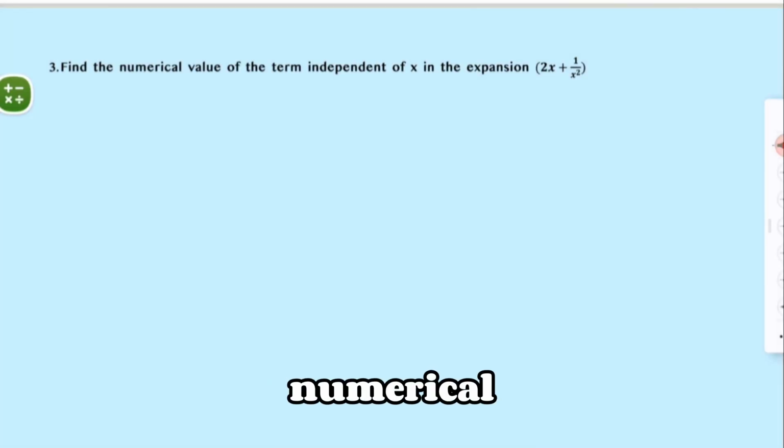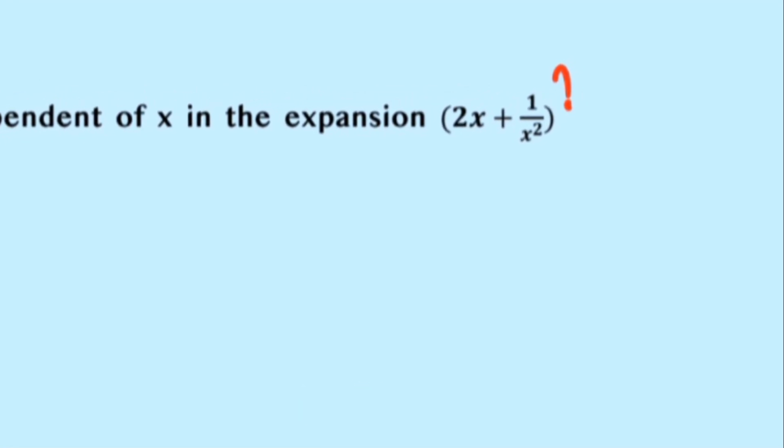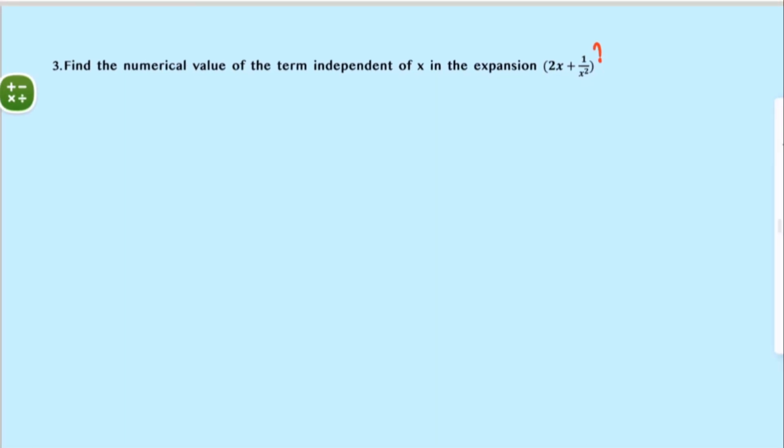Find the numerical value for the term independent of x in the expansion of 2x plus 1 over x squared. Okay, the first thing we notice is there is no degree given to us. That was the problem with this question back in the 1980s. I don't know, so we cannot really do this question, but I'll just drop this here.